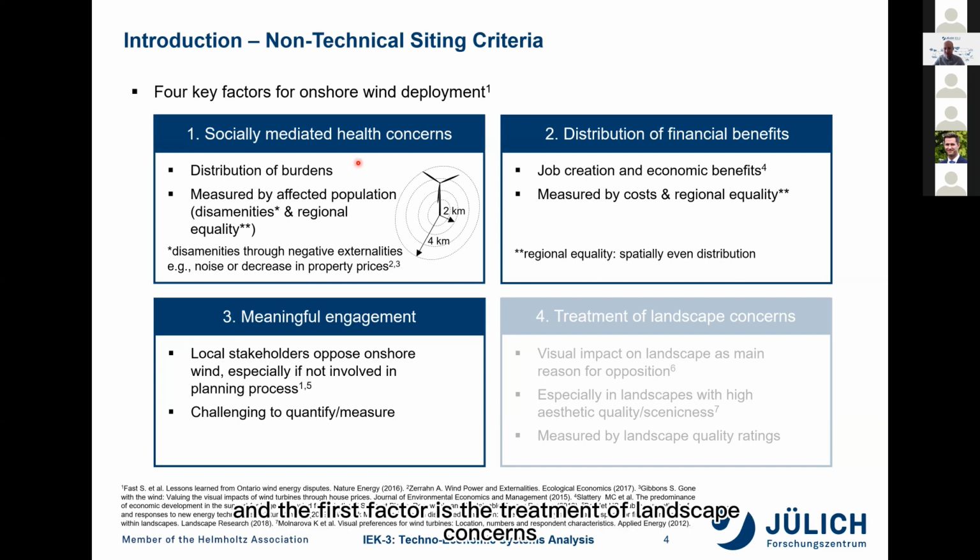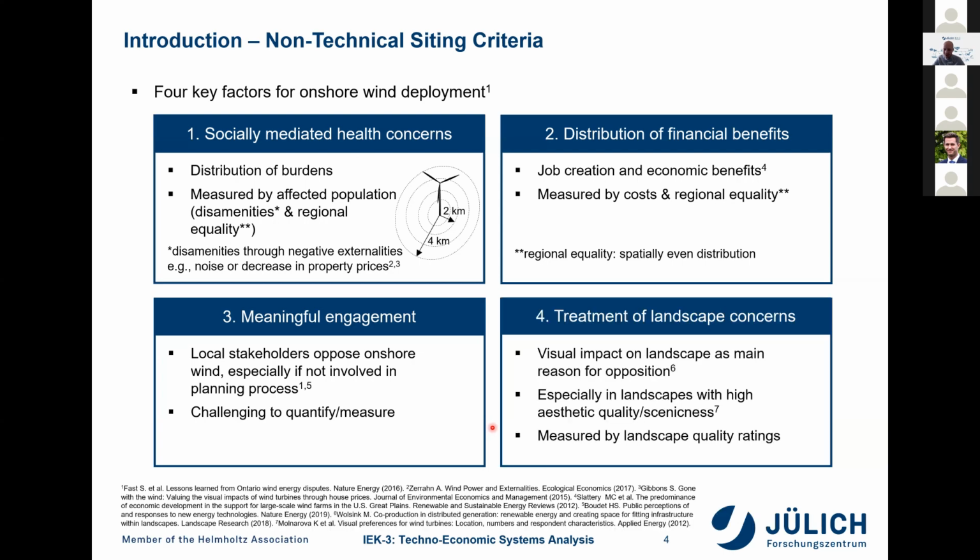The fourth factor is the treatment of landscape concerns and the landscape impact. The visual impact on landscapes is one of the main reasons for opposition against onshore wind in Europe. Especially in landscapes with a high aesthetic quality or scenicness, wind turbines are increasingly opposed. This could therefore be measured by landscape quality ratings.